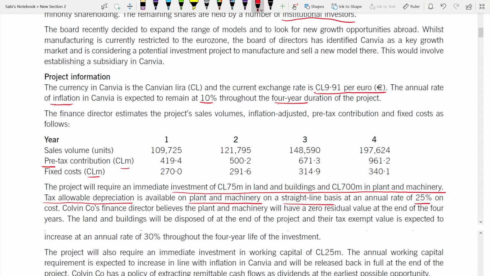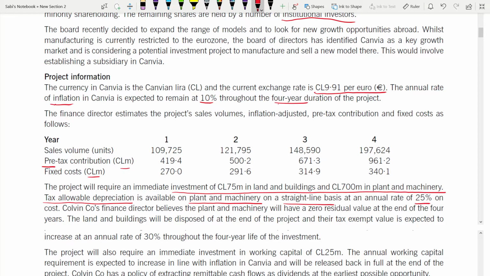Okay, so at the end your plant and machinery value will be 0. You are not left with anything. So tax allowable depreciation at the end, 4th year, sometimes you see there's a balancing allowance or charge. That balancing allowance or charge only comes when you're selling the plant and machinery at the end of the 4th year.